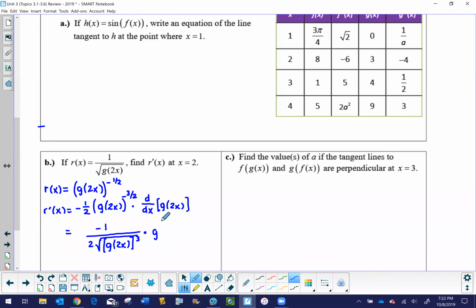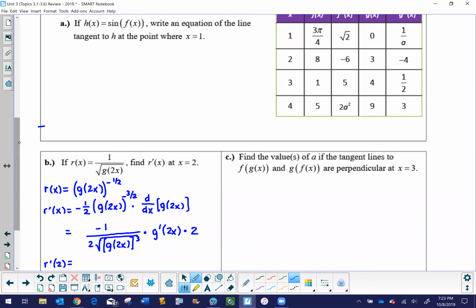Now on the right side of this, we can just take the derivative of g of 2x, which in and of itself is a chain rule where you take the derivative of the outside, g prime of 2x, and then you multiply by the derivative of what's inside, which is the 2. Hopefully that makes sense to you guys. Now we are going to plug our 2 in for x.